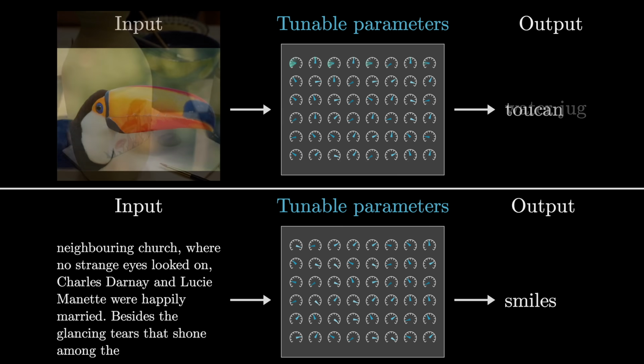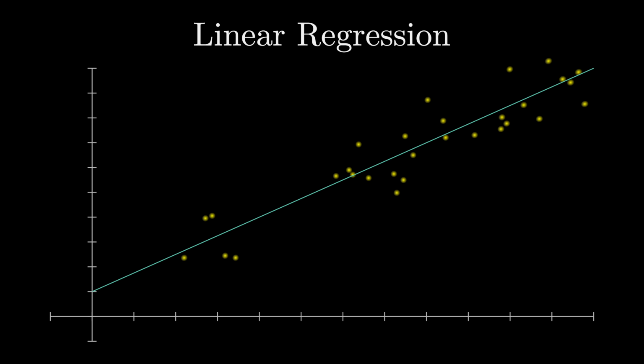For example, maybe the simplest form of machine learning is linear regression, where your inputs and your outputs are each single numbers, something like the square footage of a house and its price. And what you want is to find a line of best fit through this data, to predict future house prices.